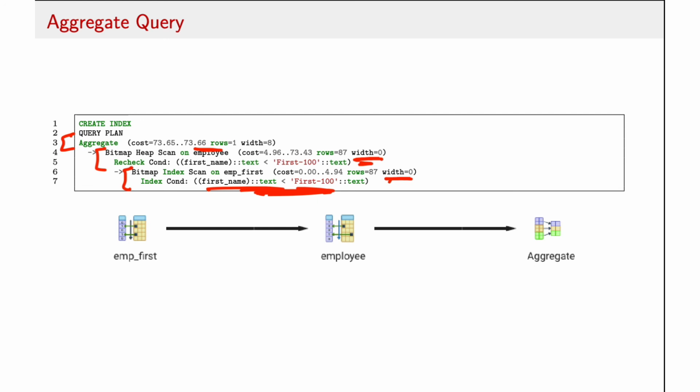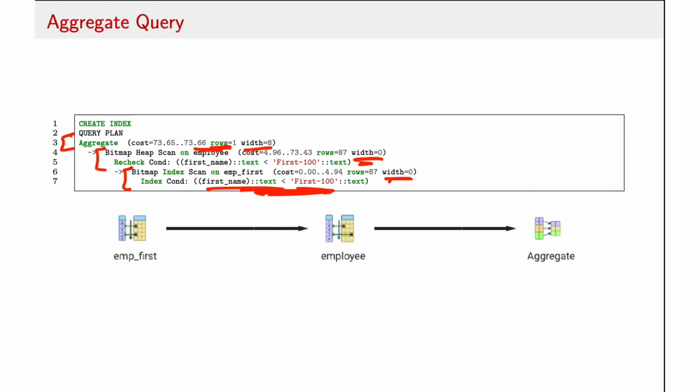We just have to count them up. So the width is going to be 0. We get some estimates on the number of rows. Here in the final node at the top of the query, we get a width of 8 because we're going to return a result set that has that count in it, and there's only going to be one such row that contains that information. And then the timings line up pretty clearly as well.